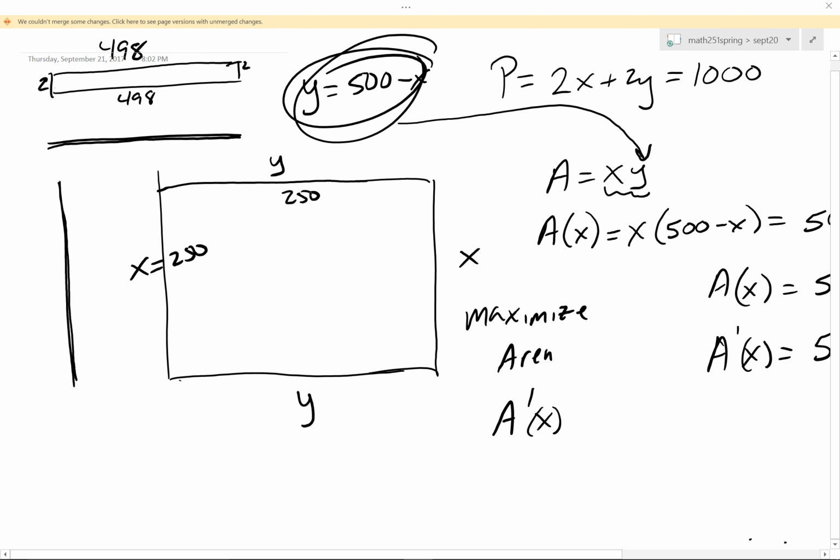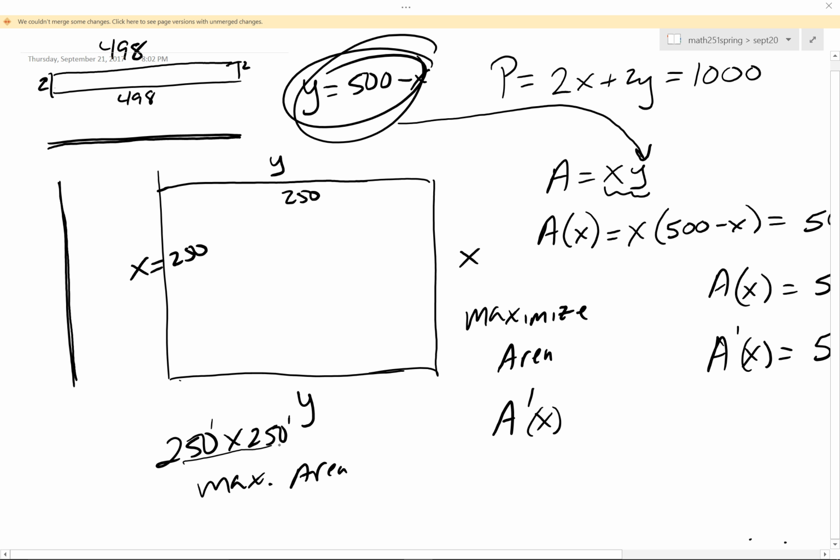Now, at this point, some people get angry. They're like, you said rectangle. Rectangle, a square is a rectangle, dog. It's okay. So when you have a rectangle that is 250 by 250, which, of course, is a square, this is the maximum area.